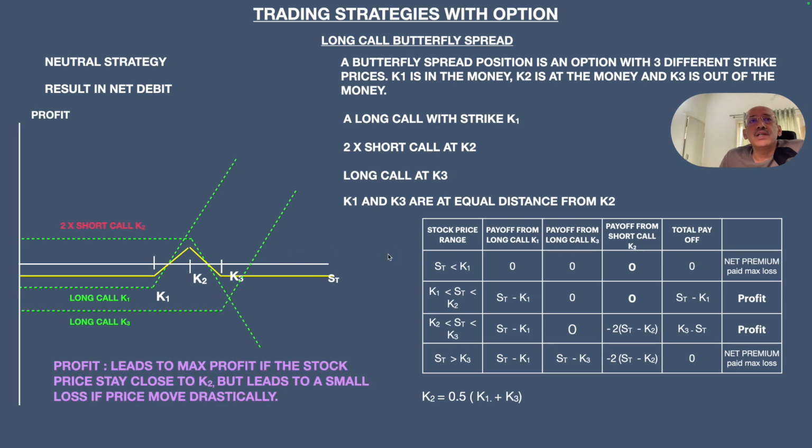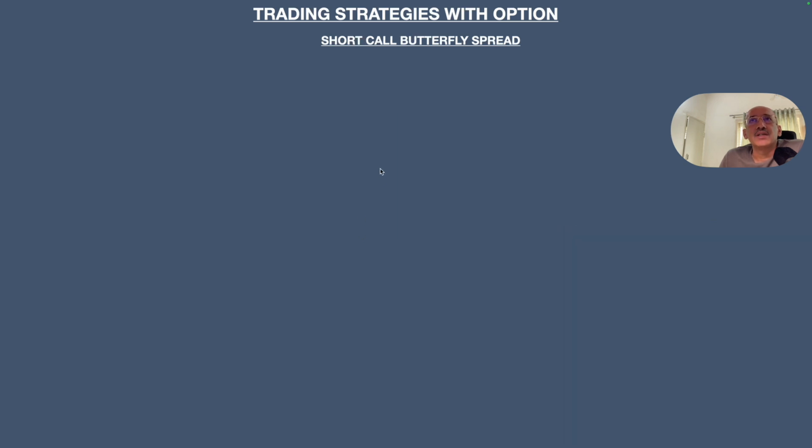Now let us go to the next one. Here what we are doing, instead of long call butterfly spread, it is a short call butterfly spread. What does it mean? It is again a neutral strategy, but short call butterfly spread, since we are shorting, there will be net credit here.